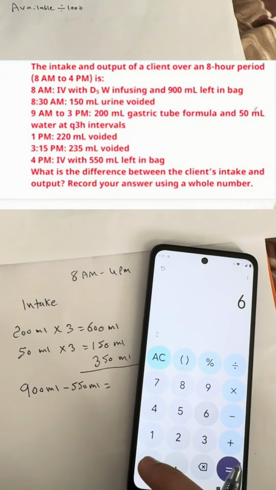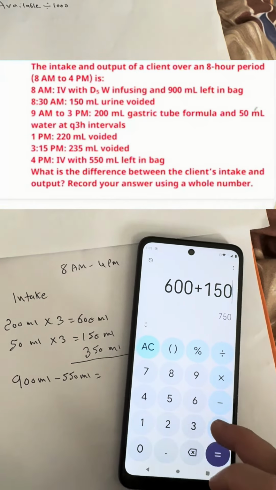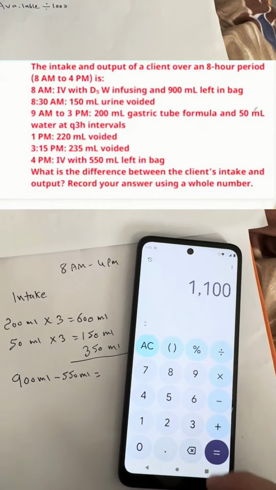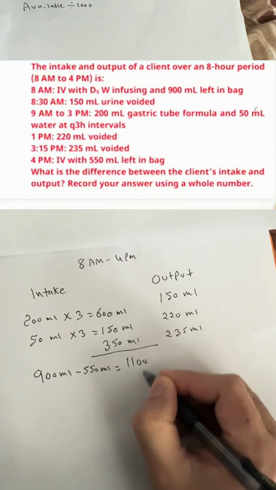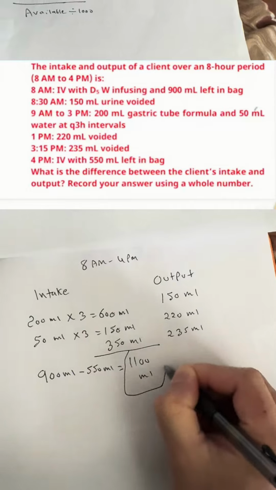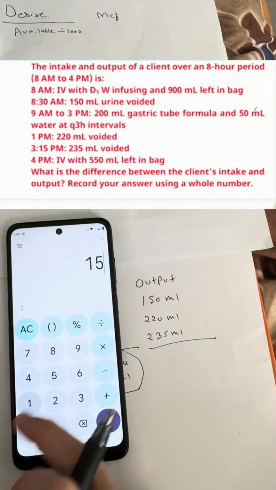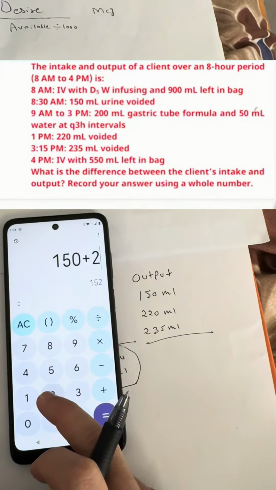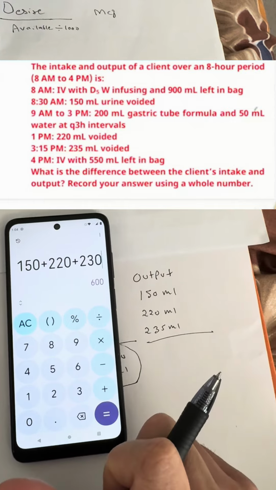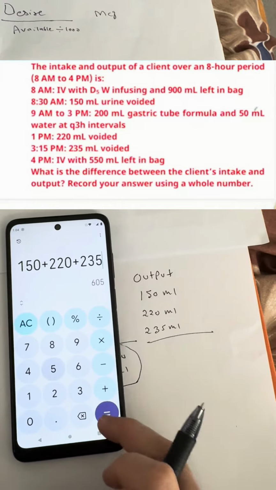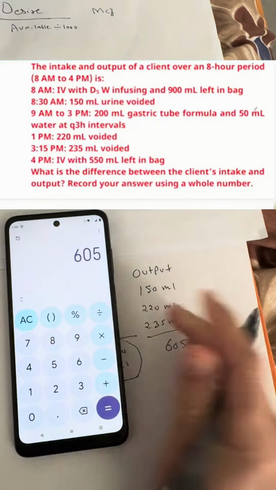Now we will calculate all the intakes. 600 of formula plus 150 ml of water plus 350 of IV hydration will give us 1100 ml. That's how much he got as intake, right? How about outputs? 150 output plus another voided 220 plus 235. That means 605. 605 was his output, right?